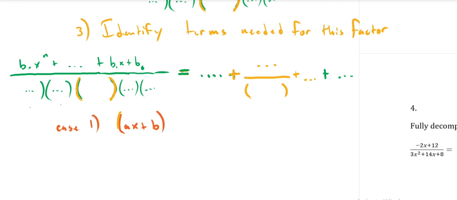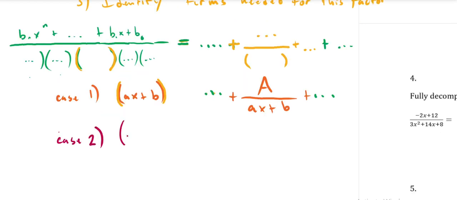Case 1, our factor looks like a linear term, ax plus b. Now, here, I make no pretense that the b could perhaps be 0, and this might just look like ax. The a could perhaps be 1, and this could just be x itself. That's entirely possible, and it would still fit this form. A and b are allowed to be any number as long as a is not equal to 0. The corresponding factor that we would want in our decomposition is going to look like a constant over ax plus b.